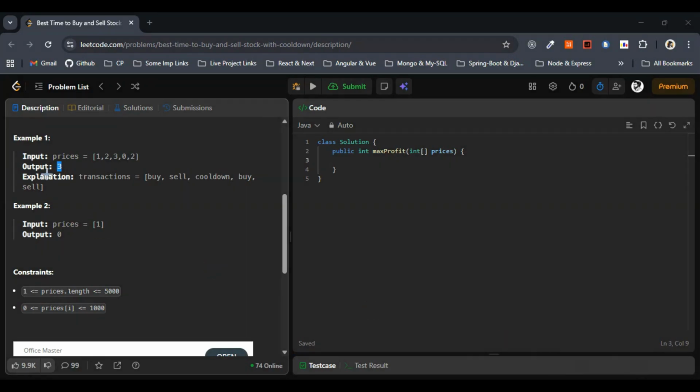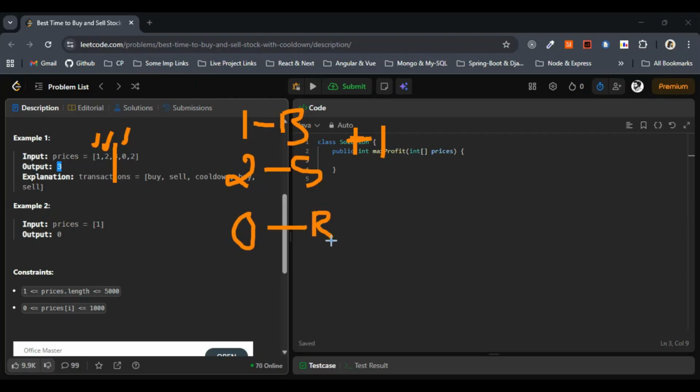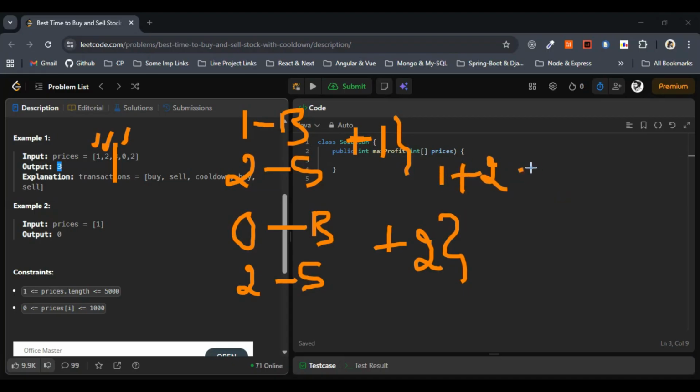I'll just show it to you here. We are buying at one and selling at two, so buy at one, sell at two, one profit. I'll just write it. This one is the cooldown. We cannot consider it; one day we have to leave for the cooldown period. That's known as the cooldown period. Next we will buy at price zero and sell at price two, so two profit. For the total we have plus one and plus two, meaning the profit will sum up to 1 plus 2, which in this case is 3.